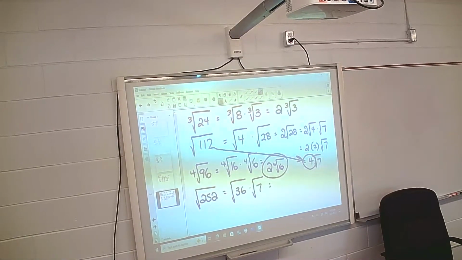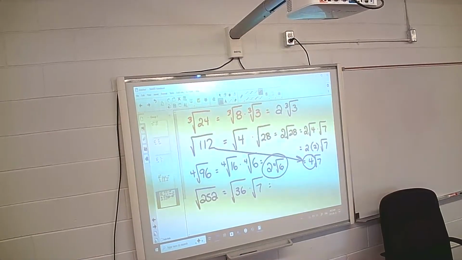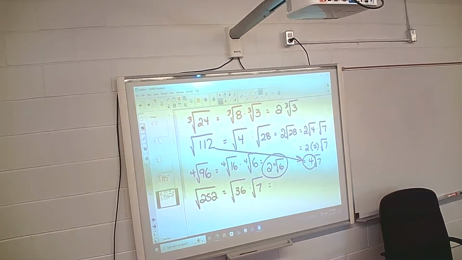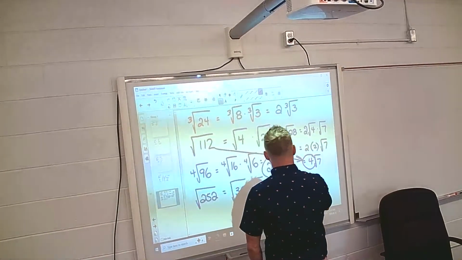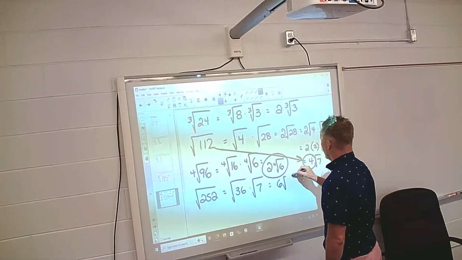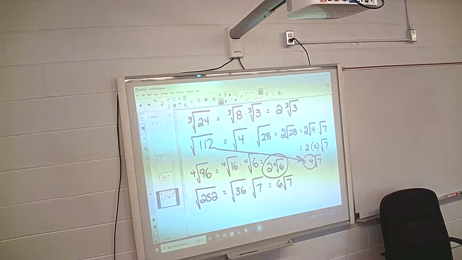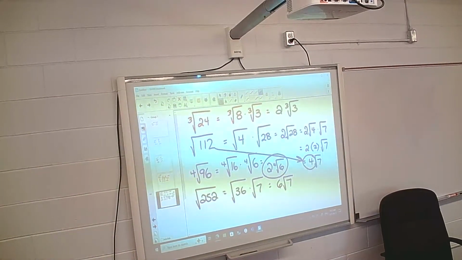Check it. Now, I could have also checked 4 right away, and then worked 4 through again, like I did at the top there, and it would still work. All right? What is the square root of 36? 6. So what is the square root of 252 as a mixed radical? 6 root 7. Good.